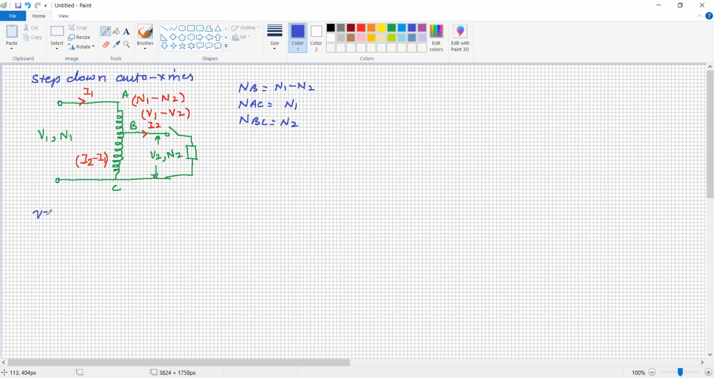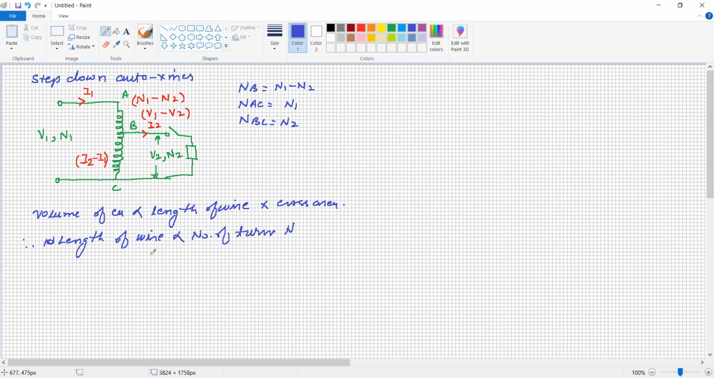Now, the volume of copper is directly proportional to the length of the conductor multiplied by the cross-sectional area of the conductor. Now, the length of wire is directly proportional to the number of turns N. The more the number of turns, the more the length of wire. Similarly, the cross-sectional area of the conductor is directly proportional to the current flowing in the conductor.